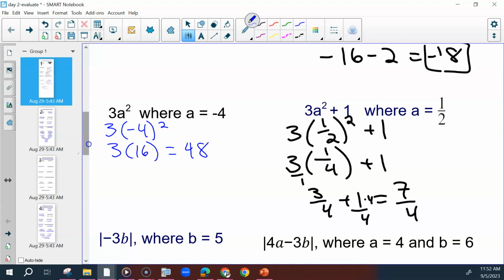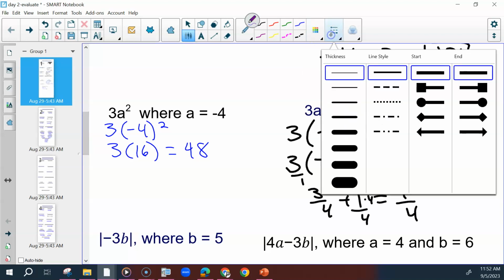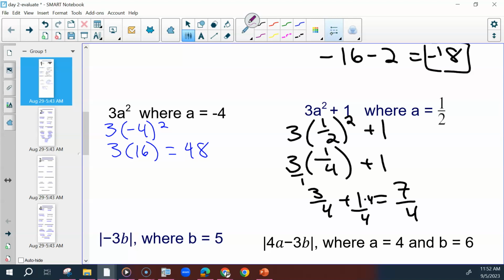Yes. Here, unless you see parentheses around both the 3 and the A, the square is only being applied to A. You can think about it like this. Other questions, ones we want to go over? Anything like that on the ones we skipped over, or the ones on the back?